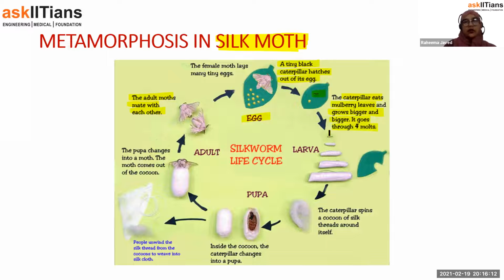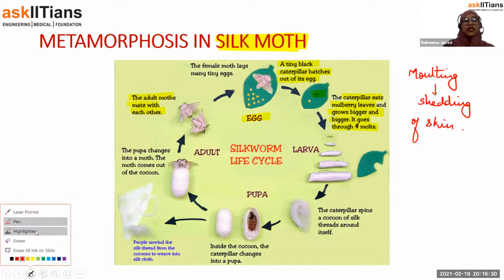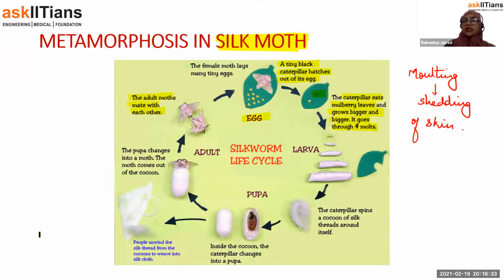Molting is the shedding of the skin. Before moving forward, I'll just mention here, molting is the shedding of skin. As it grows bigger and bigger, it has to shed skin, and new skin develops which can accommodate the size of that larva. So the caterpillar is the larval stage.